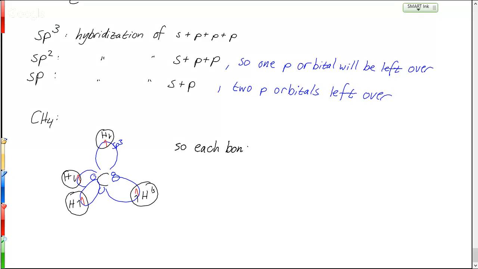So each bond is known as, we would say, an sp3-s bond, to show that that bond comes from the overlap of an sp3 orbital from the carbon to the hydrogen's s orbital. Sorry, that 3 should be a superscript, not subscript.